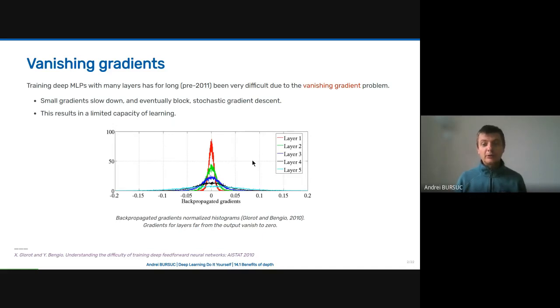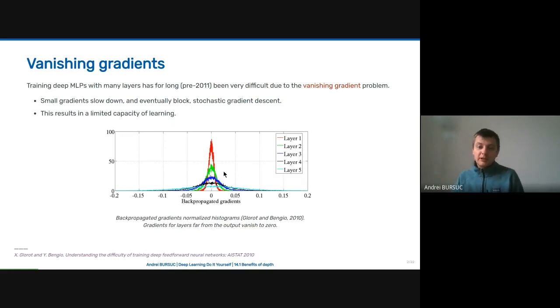You might have heard of this, but one of the best-known challenges in the early 2000s was the so-called vanishing gradient. So what does this mean? When we were training deep neural networks with many layers, we could see small gradients, and the side effect of those was that they were slowing down and eventually blocking SGD, stochastic gradient descent, and they offered a limited capacity of learning. People were afraid of these vanishing gradients and tried to avoid them, so practically they were stuck with small neural networks.